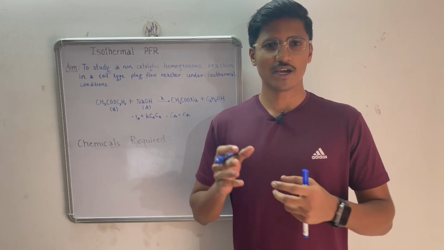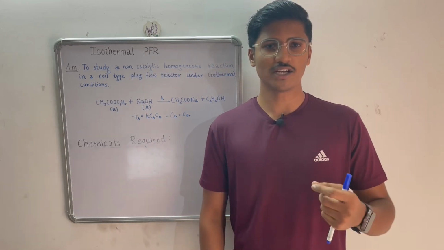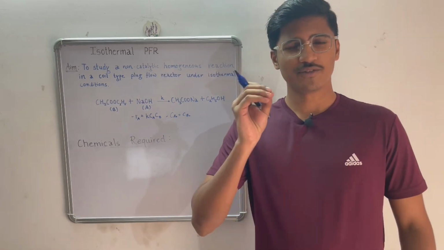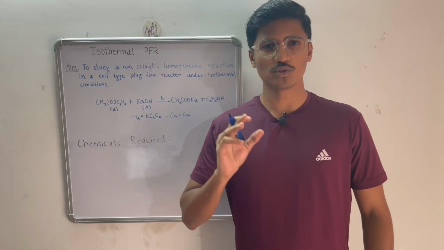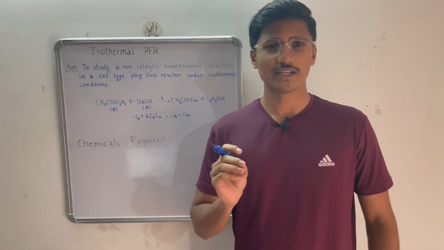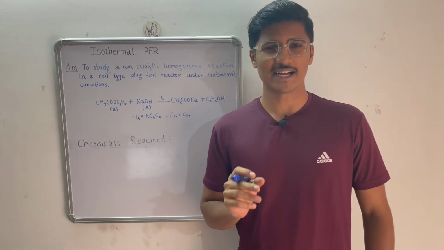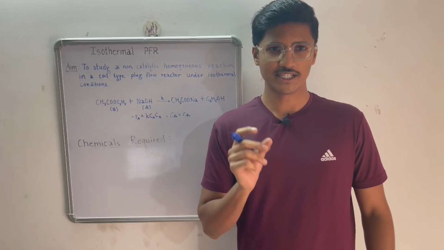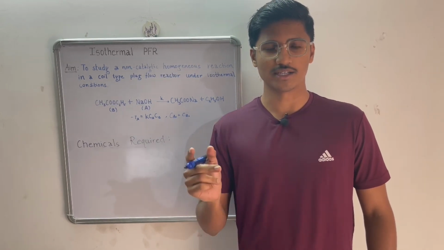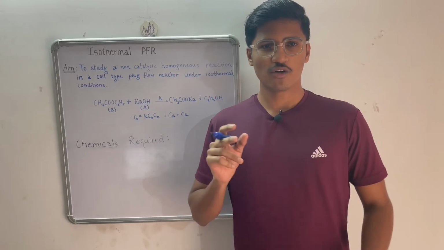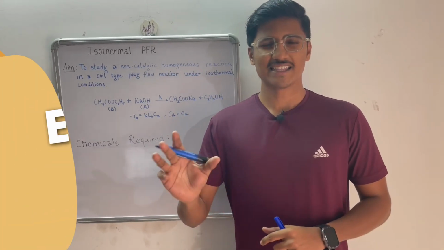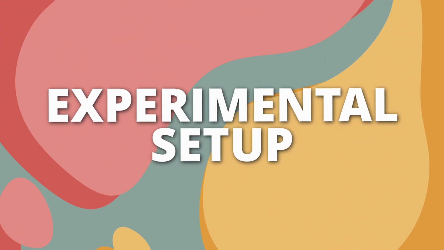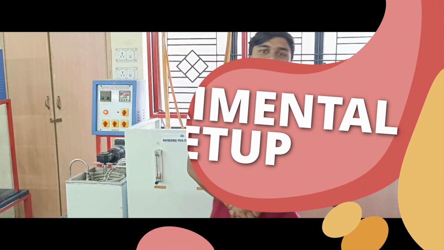Apart from this, we have one more indicator, phenolphthalein indicator. We should add only a few drops, that is 2 to 3 drops. The property of phenolphthalein indicator is that it turns a basic solution pink, and for an acidic solution it turns colorless. So this is the basic property of phenolphthalein indicator, and these are the basic chemicals required in our experiment.